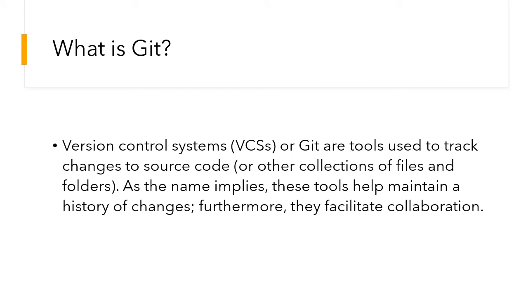Version control systems are tools used to track changes to source code. As the name implies, these tools help maintain a history of changes. Furthermore, they facilitate collaboration. Git is an example of a distributed version control system commonly used in open source and commercial software development. Distributed version control systems allow full access to every file, branch, and iteration of a project, and allow every user access to a full and self-contained history of all changes.